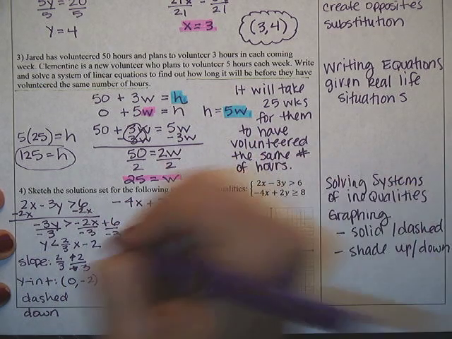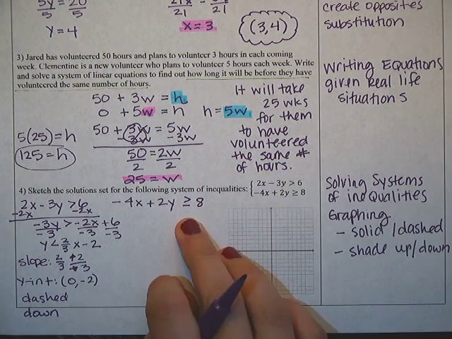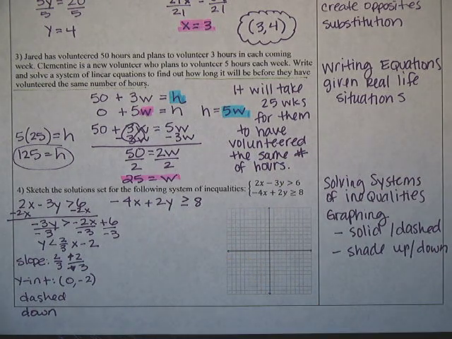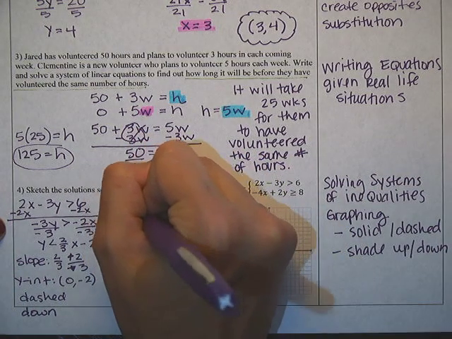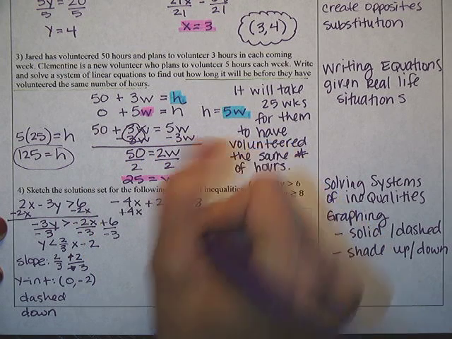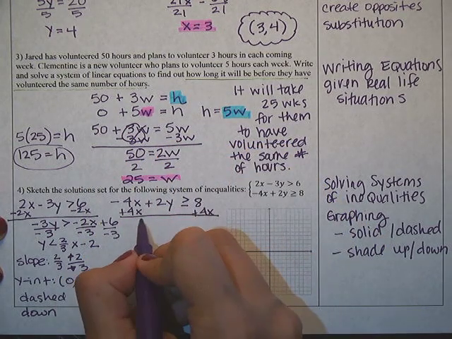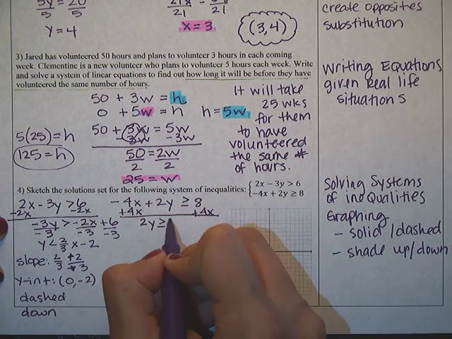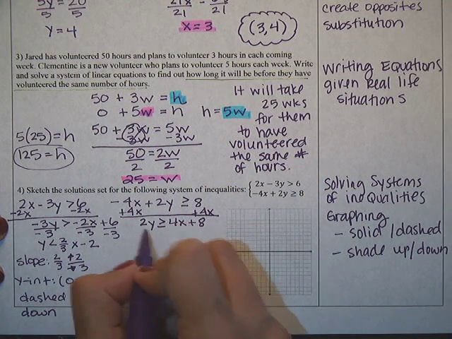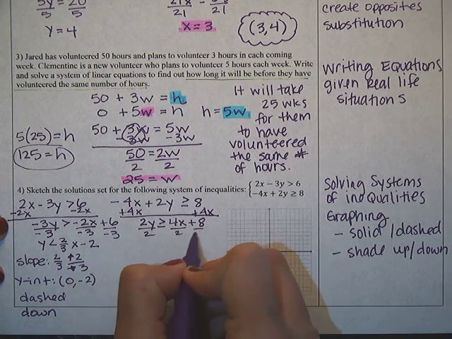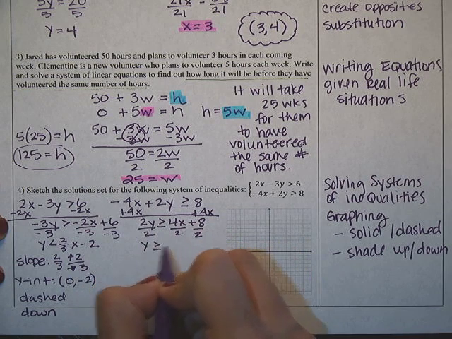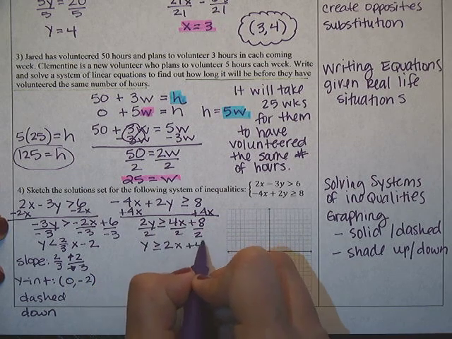Now for this one, before we graph it, we might as well go ahead and write this one in slope-intercept form. So we're going to add 4x to both sides. And we get 2y is greater than or equal to 4x plus 8. Divide everything by 2. y is greater than or equal to 2x plus 4.